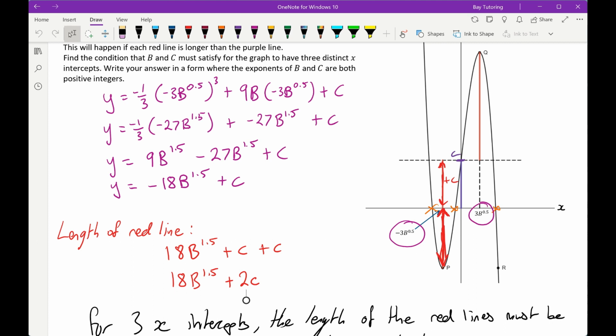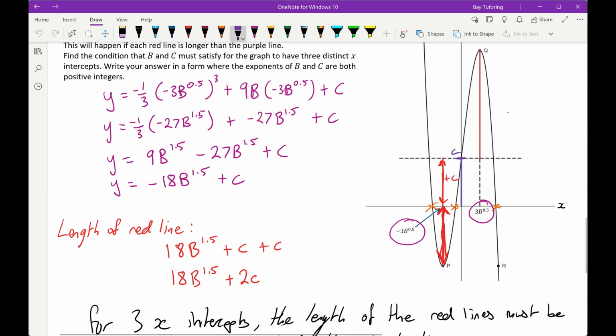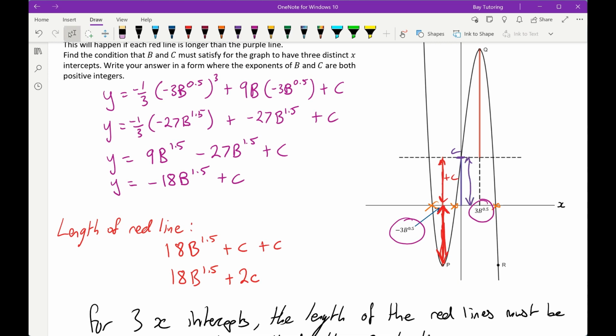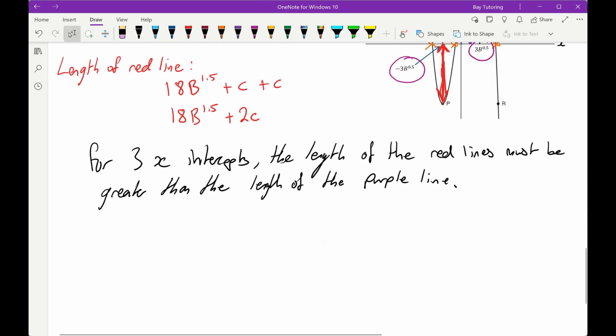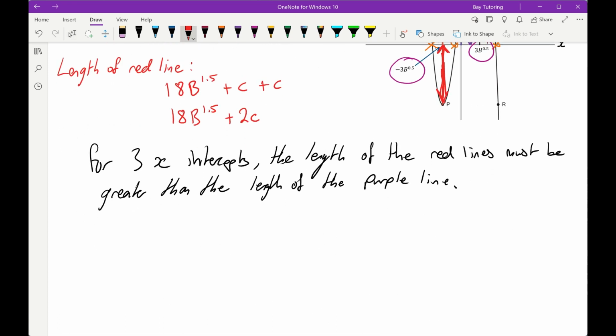So the length of that purple line is c. So the length from here to here is c. So again, that's this c here. So the length of the red line, which we have established is 18b to the power of 1.5 plus 2c, must be more than the length of the purple line, which is c.